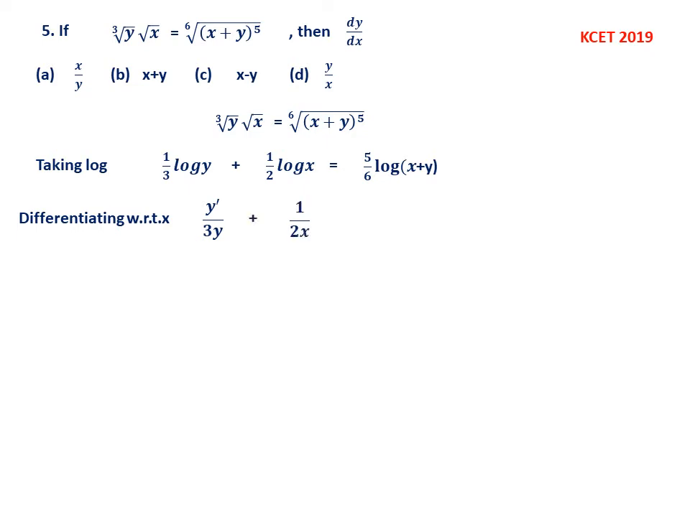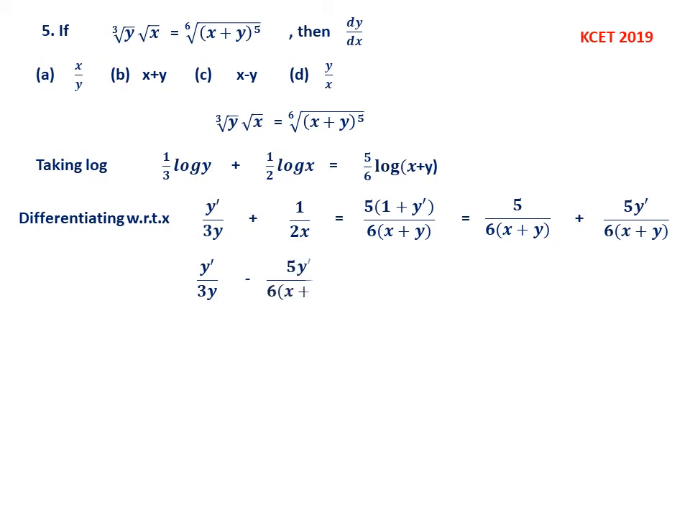Second one, it is log x, therefore definitely it is 1 by 2x. Right side you should be a bit careful, it is 5 by 6 constant. Differentiation of log (x plus y) is 1 by (x plus y), then differentiation of x plus y is 1 plus y dash. Now remove the bracket on the right side. So 5 by 6 into (x plus y) plus 5y dash divided by 6 into (x plus y). Now, since we are interested in finding dy by dx, take the y dash term to the left side and the remaining on the right side.